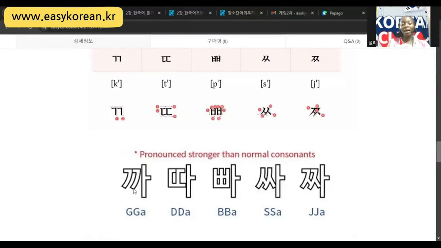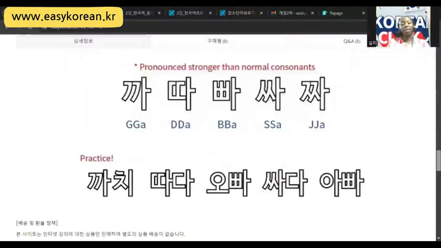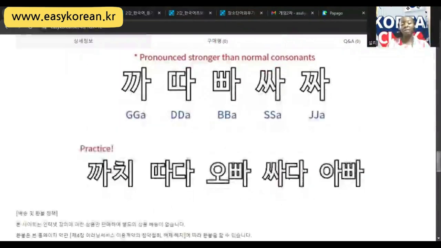As you can see, the normal consonants are ga, da, ba, sa, ja. But for the double consonants, we have ga, da, ba, sa, and ja. They are pronounced stronger. They have stronger pronunciation, like there is emphasis on the pronunciation compared to the normal consonants.